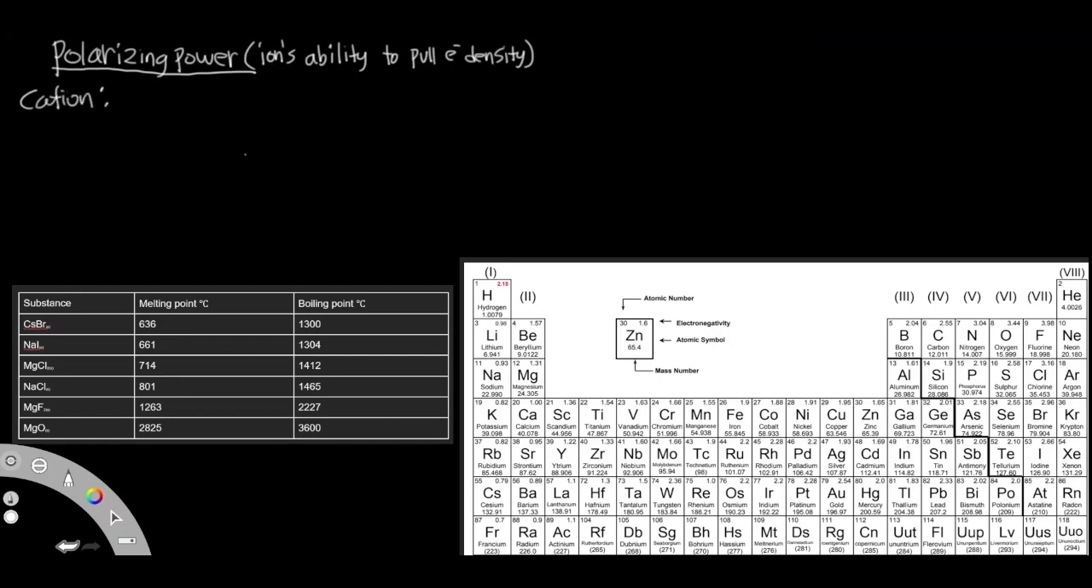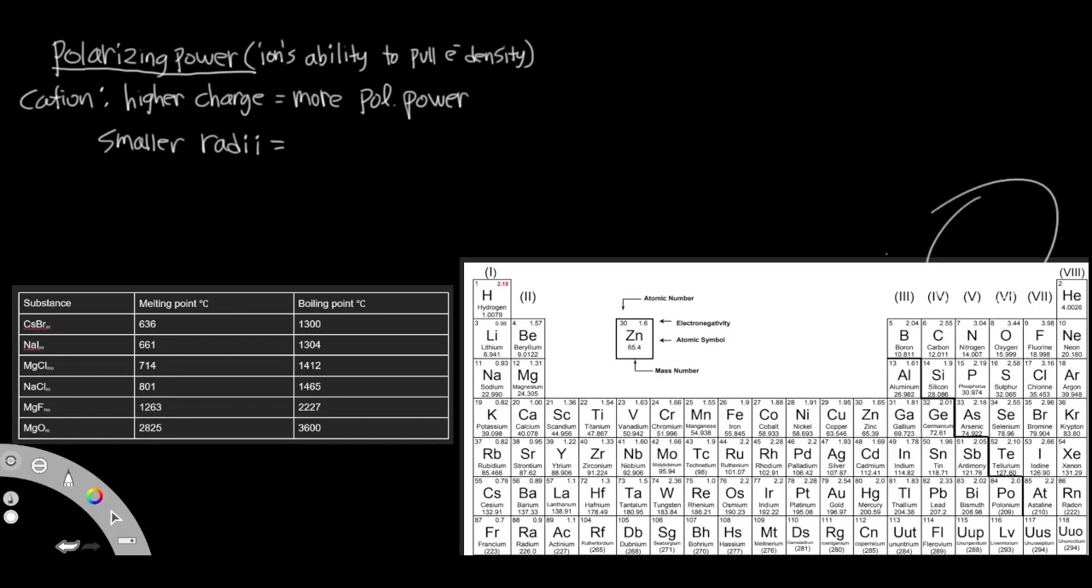So for the cation, the higher the charge is going to equal more polarizing power. So for short, I'm just going to put pole power, so more pole power. And not only higher charge, but we also need to look at its size, its atomic radii. So if we have a smaller radii, again, this should be quite obvious to you now, where the atomic radii size is incorporated within the periodic table. So it's obviously towards the top and to the right. So the smaller the radii, so around this area here, this is also more polarizing power as well.